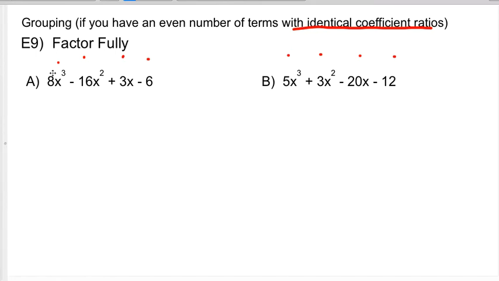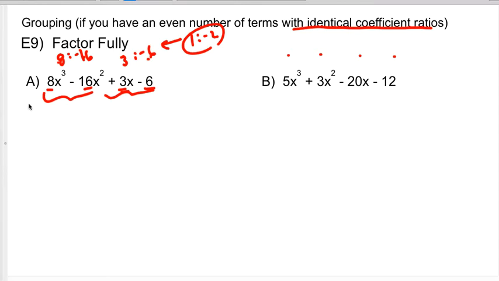Once I teach you synthetic division, then I can show you problems where grouping doesn't work. But for right now, grouping's kind of got to work. So here's what I mean by the coefficient ratio. See how this coefficient ratio is an 8 to a negative 16, and see how this coefficient ratio is a 3 to a negative 6? Both of those are a ratio of 1 to negative 2, right? If you simplify them, they're both a ratio of 1 to negative 2. That means grouping is going to work. But again, for right now, I don't have much choice. I have to give you something where grouping works. So let's talk about what grouping is.